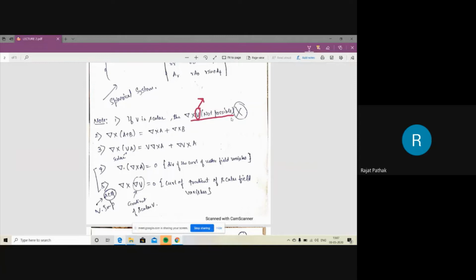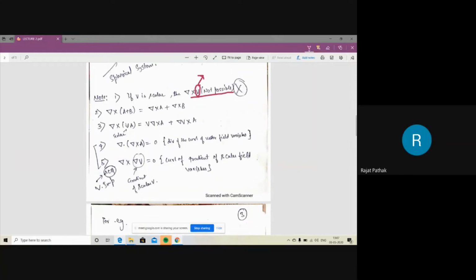If we want to know the circulation, the maximum circulation of any vector, meaning how much it rotates about some point, how much circulation it has, then that must be a vector quantity, otherwise we cannot apply it. If V is a scalar, we cannot apply the curl operation on that.